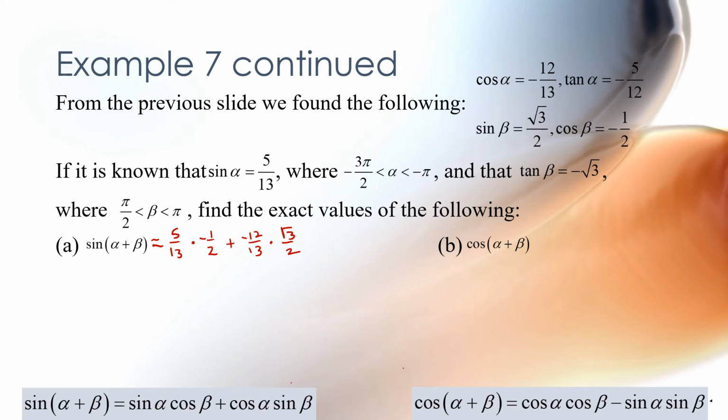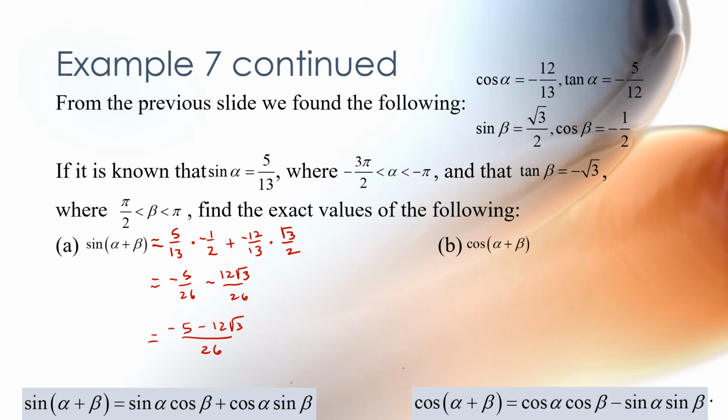It's really nice when you go through and you find all these values, and now we're just locating them and plugging them in. So let's see what I've got here. This is going to equal, if I multiply my fractions, negative 5 over 26. Then minus 12 times the square root of 3 is just negative 12 times the square root of 3, and that's also over 26. So since I have a common denominator here, I can go ahead and write this as negative 5 minus 12 times the square root of 3 all over 26.